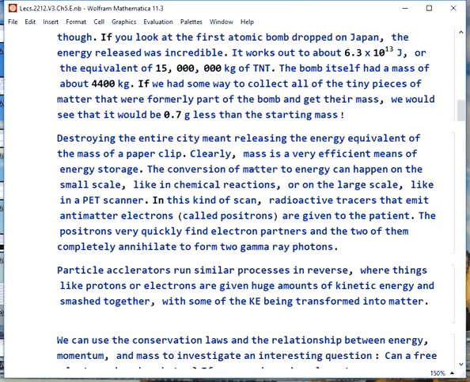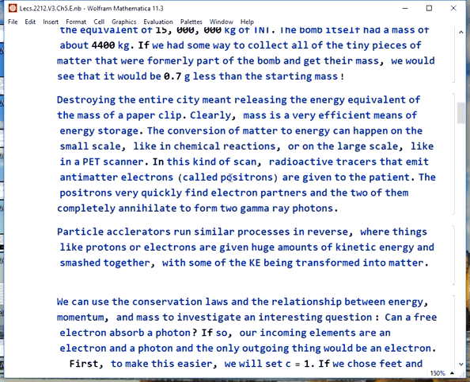Converting matter to energy can happen on the small scale, like in chemical reactions, or on the large scale, like in something you may have heard of called a PET scanner. In this scan, you're given a radioactive chemical that has a biotracer on it. It goes to some interesting part of your body and it emits antimatter electrons, which are called positrons. The positrons find an electron in the neighboring tissue, and the two of them completely annihilate to form generally two, sometimes three, gamma ray photons.